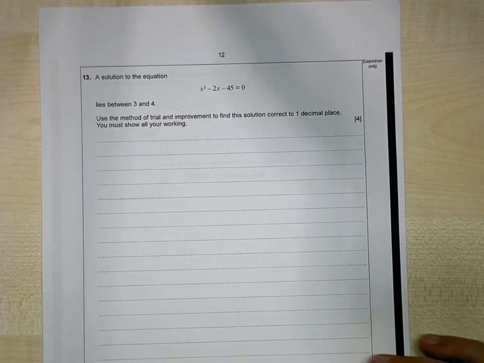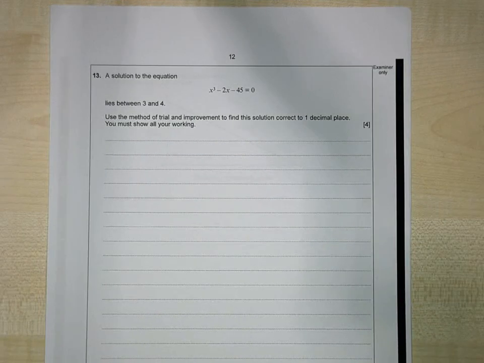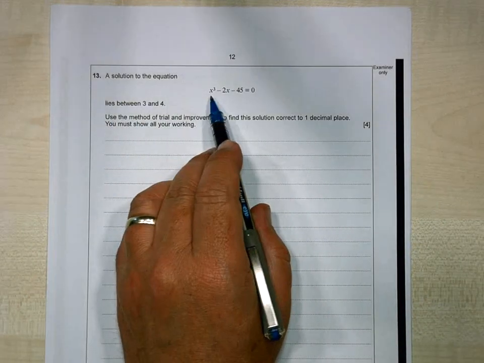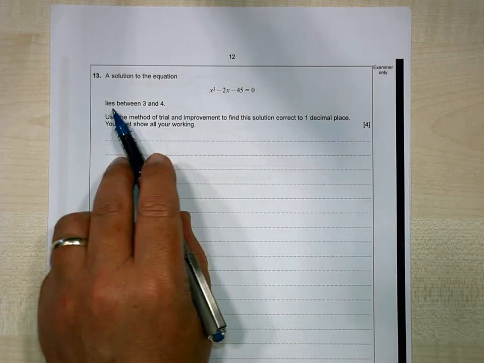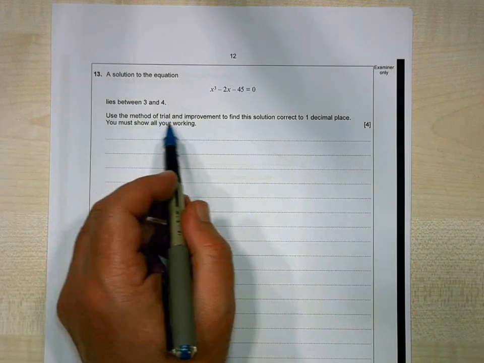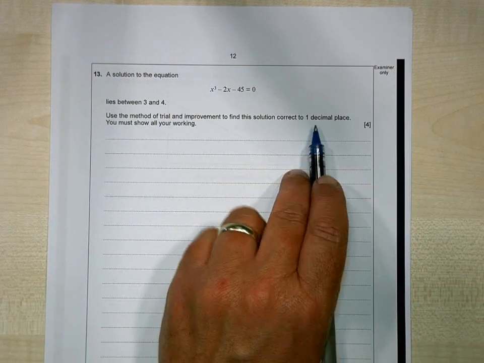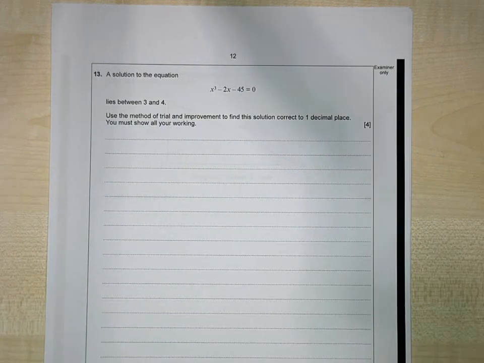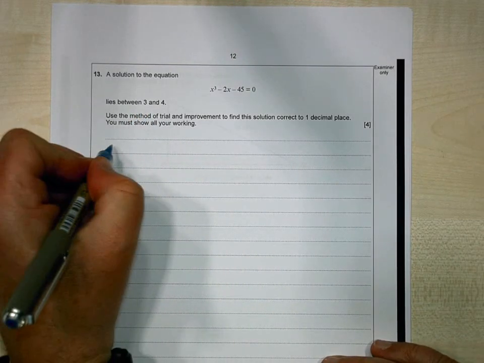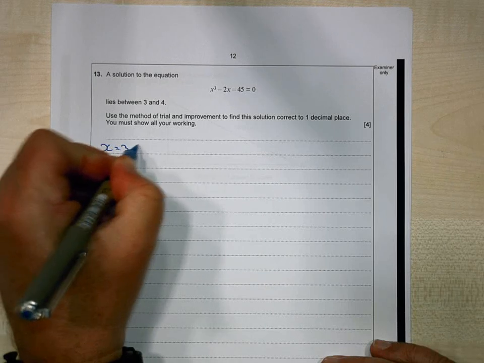Question 13. Trial and improvement. This should be easy marks, but lots of people throw marks away. A solution to the equation x cubed minus 2x minus 5 equals 0 lies between 3 and 4. Use the method of trial and improvement to find this solution correct to 1 decimal place. So we start in the middle. So x is 3.5.